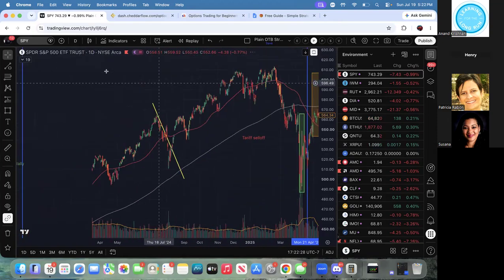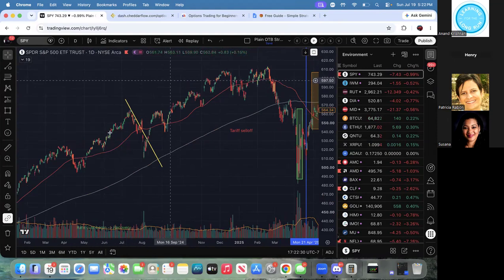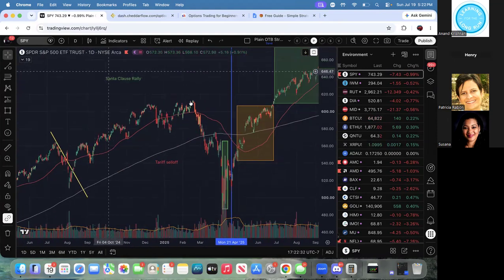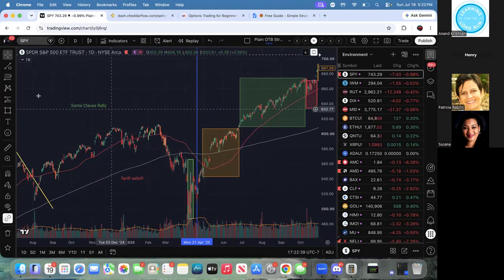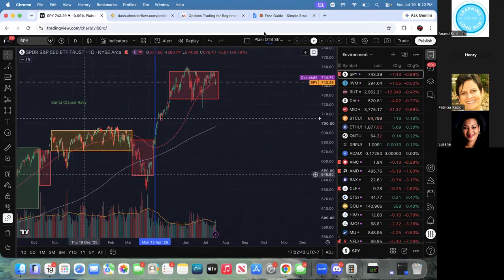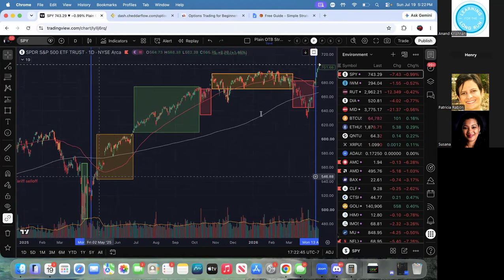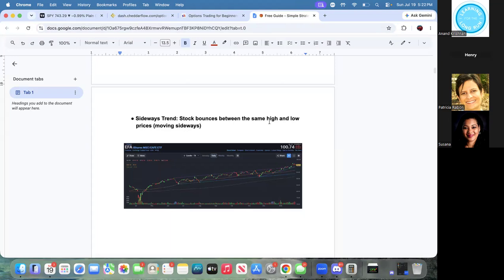So here are some of the Santa Claus rallies. Here's one, starting in October. You guys can see that trend bouncing off the 50. And then somewhere right around here is when we started getting tariff news. This is when tariff news hit the market.